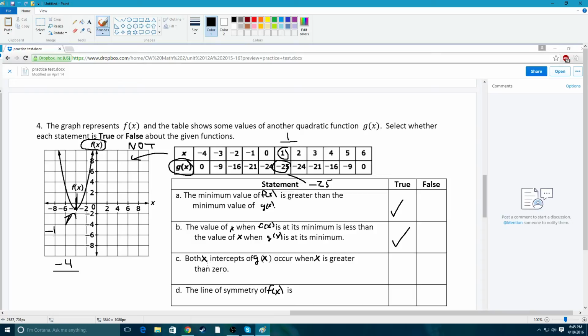Okay. X-intercepts. Remember, x-intercepts are where g of x is equal to 0, or where your function is equal to 0. It could be f of x, k of x, j of x, whatever. But it's really important that you know that your x-intercept is where the function equals 0. So one of the x-intercepts is at x equals -4. The other x-intercept is at x equals 6. So they are not both greater than 0, which means that this is false.